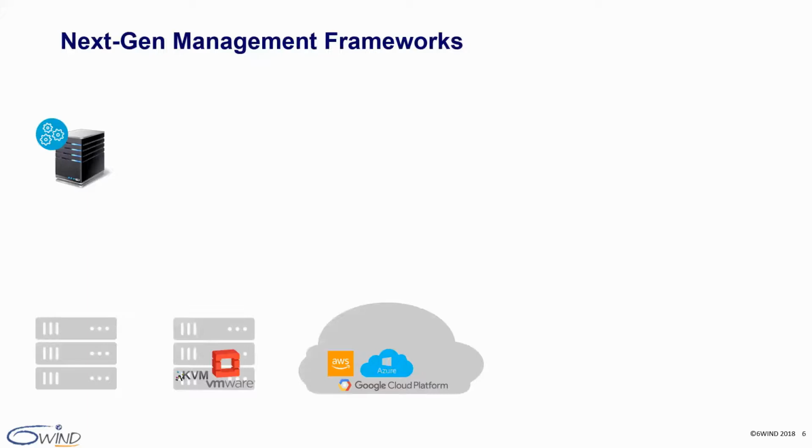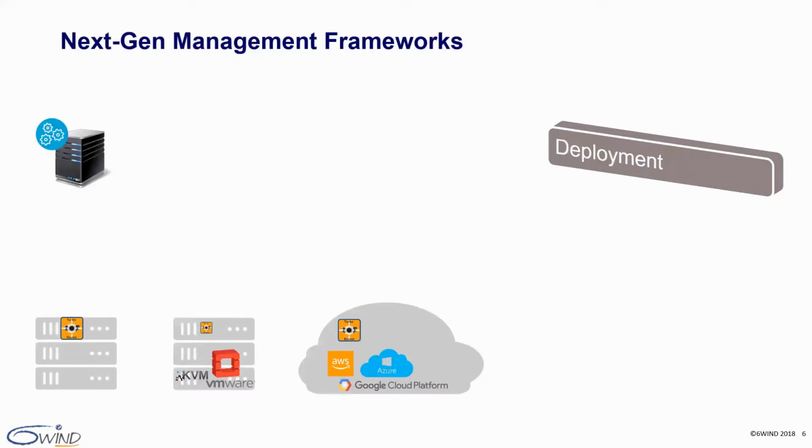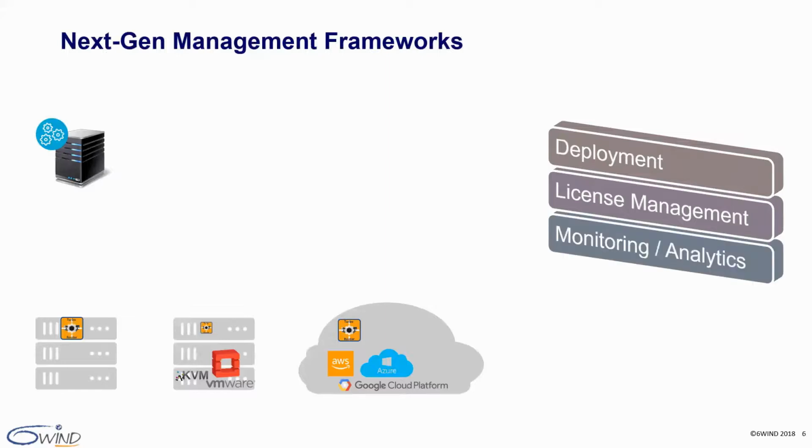Next-gen management frameworks provide the following features: deployment, that is installation of software appliances on physical servers or cloud environment with inventory management; license management and enforcement, that is license key management with usage control, contacted by appliances at startup to check their entitlement; monitoring and analytics, that's recording and monitoring of statistics, alerts, and faults. It gives a graphical view of the overall status of the system.